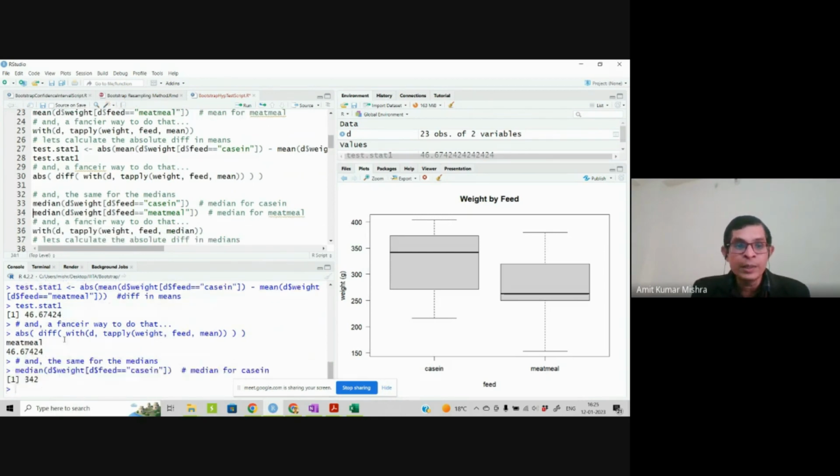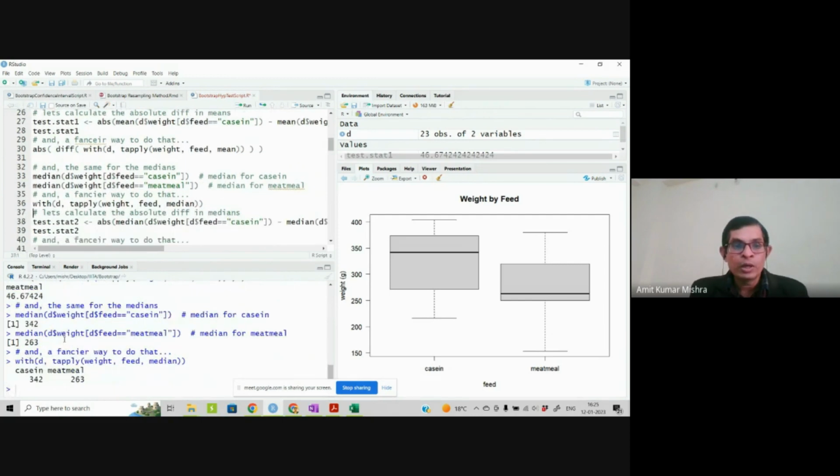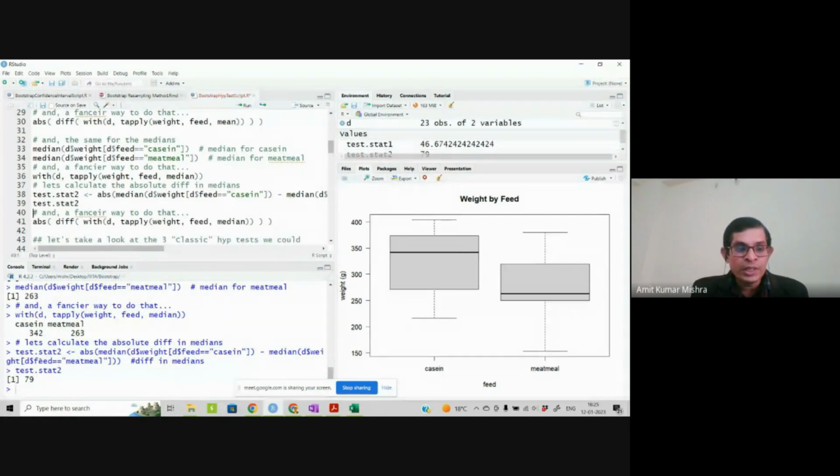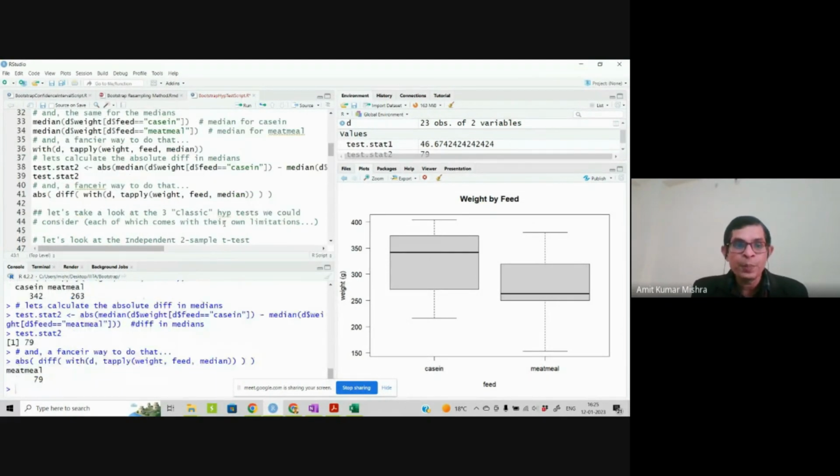Similarly, you find the median. You can also find the median with the function. You just have to replace it with median here. Then you find the test statistic. Of course, the test statistic is the absolute difference between the medians, and that comes out to be 79. You can again do this in one command. Now I have the absolute difference between means and the absolute difference between medians based upon the original data set.